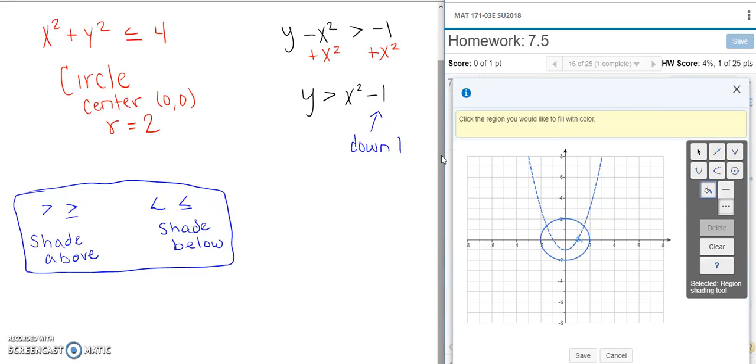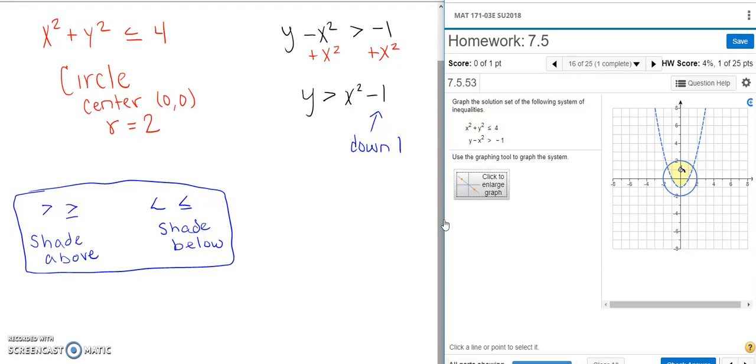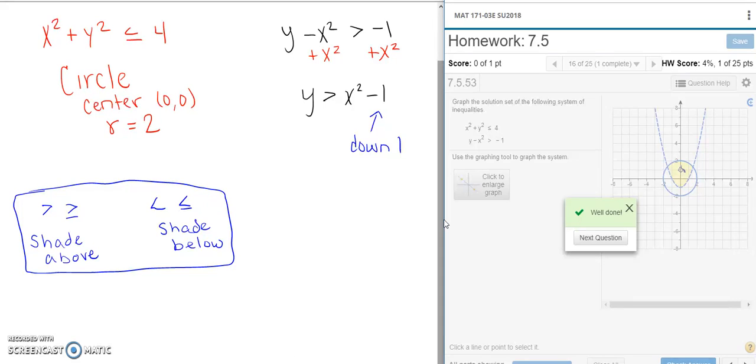Then to determine where I'm shading, well, I'm shading inside the circle, less than the circle, but greater than the parabola, so above the parabola, which is on the inside. Above the parabola is in here. So if I'm above the parabola, but inside the circle, that means my answer is this area in the middle of it. So we hit save and check answer, and life is good.